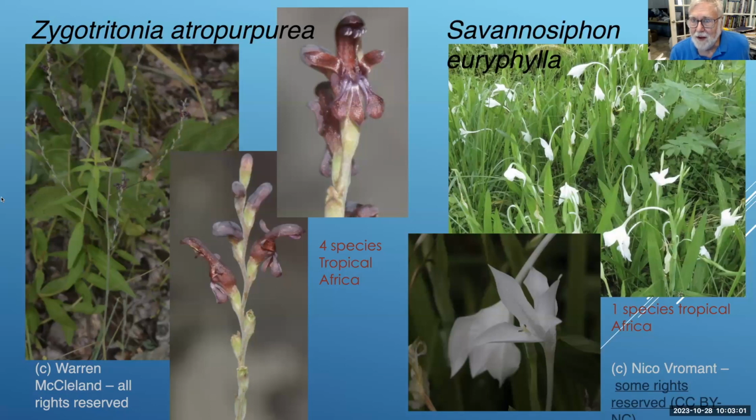The Savannosiphon is not particularly exciting either, with the flowers being bent over for most of the time, but it might be something somebody might want to grow. But these are the two unusual genera at the beginning of this tribe. Let's go to the next slide.